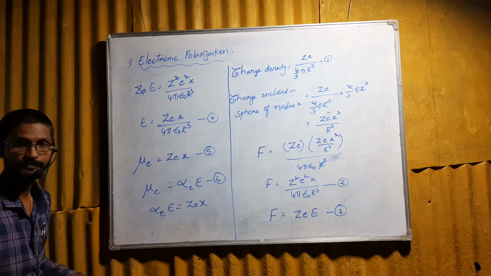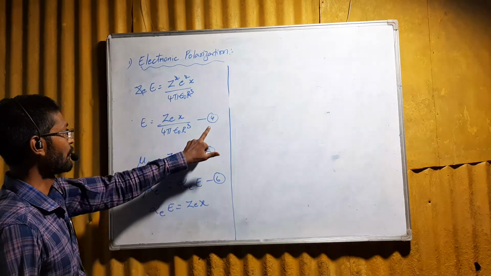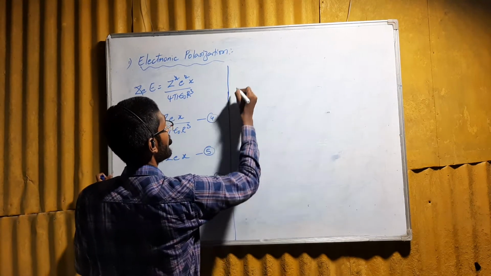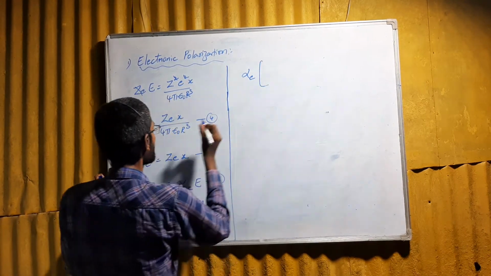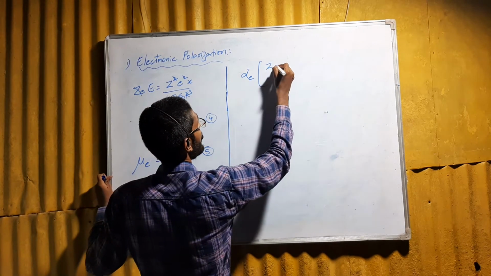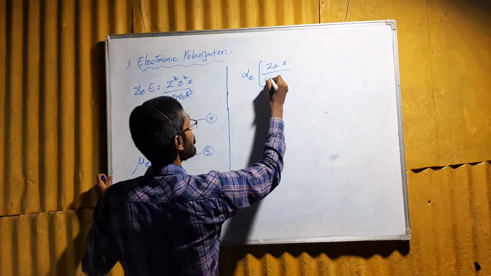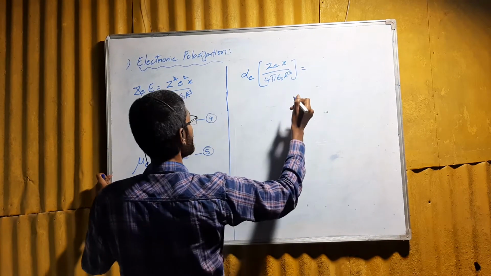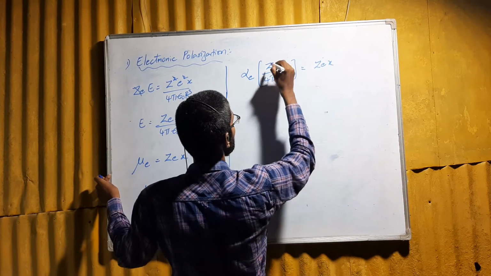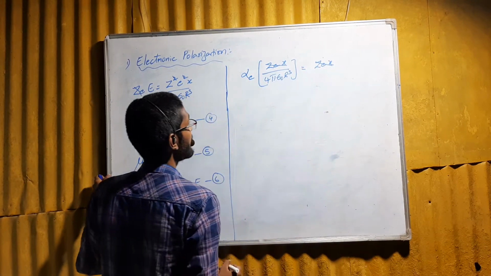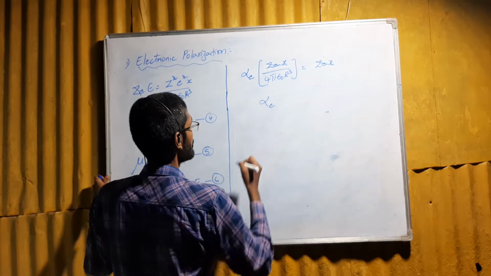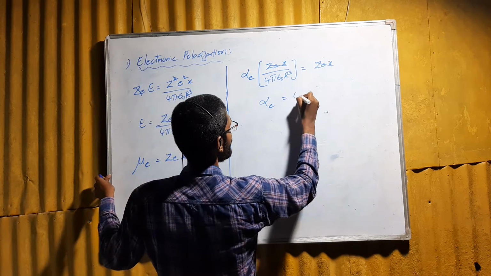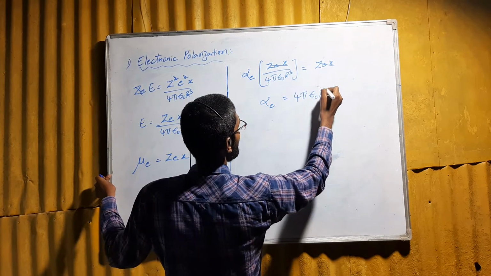Substitute this capital E from equation 4 in this equation. So from equation 4, substitute the value of E. We get electronic polarizability alpha E into the value of capital E, which is Zex by 4 pi epsilon naught r cube, equal to Zex. So Zex and Zex will cancel each other. So the electronic polarizability produced in the material due to applied electric field can be given as alpha E is equal to 4 pi epsilon naught r cube.